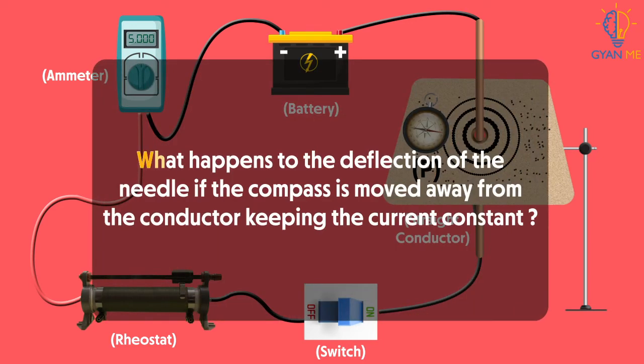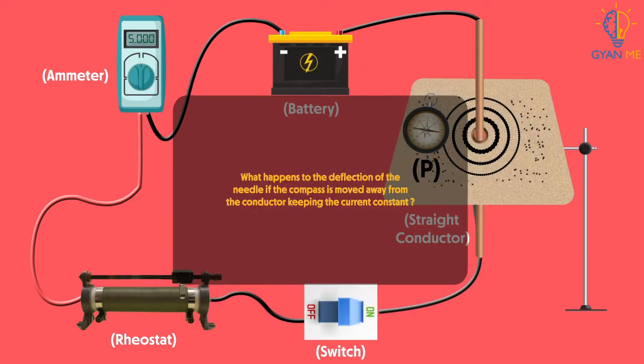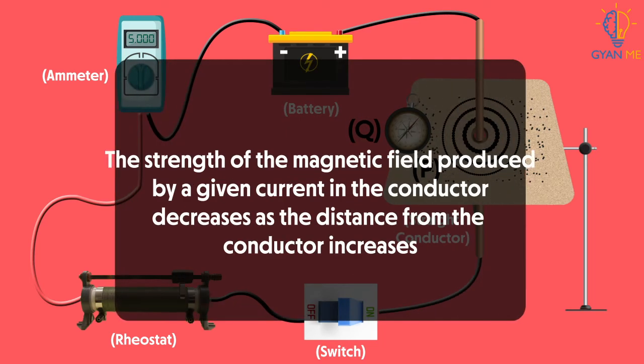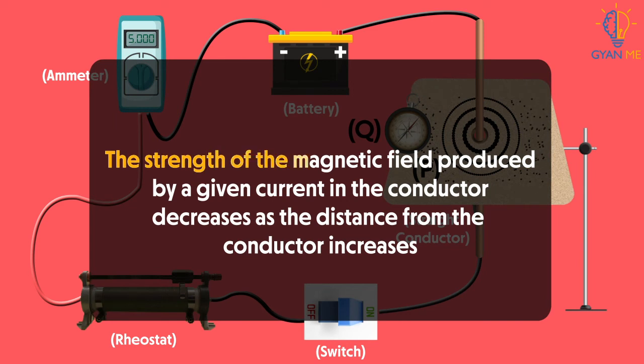Now, what happens to the deflection of the needle if the compass is moved away from the conductor, keeping the current constant? To find out the impact, shift the compass to a further point from the conductor, say from point P to Q. What change do you observe? You will observe that the deflection of the needle decreases. Thus, the strength of the magnetic field produced by a given current in a conductor decreases as the distance of the compass from the conductor increases.